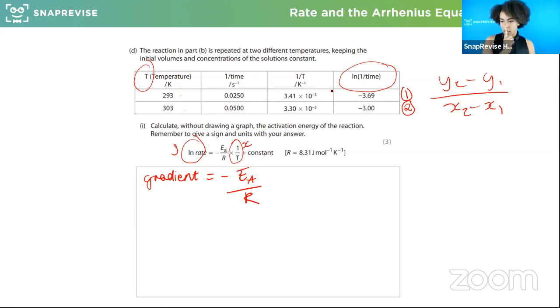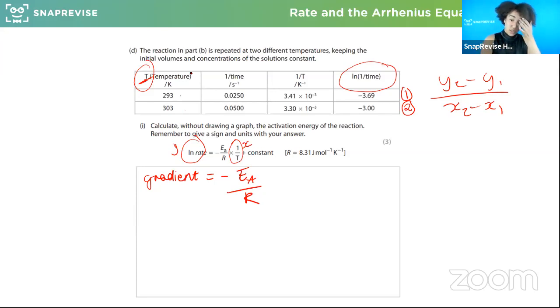Can someone tell me why the bottom one is dodgy? Remember that the x coordinate is 1 over t, and this is just t. So it needs to be changed into 1 over t. We're getting some semi dodginess. So you're right, Naisha, you're almost there, but it shouldn't be 3.41. It should be 3.41 times 10 to the minus 3.